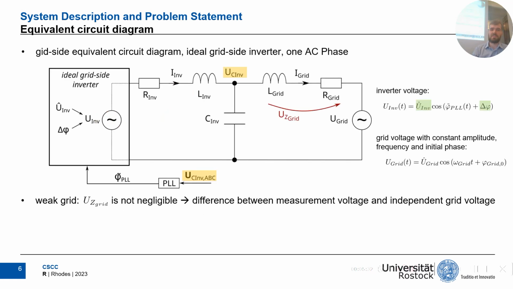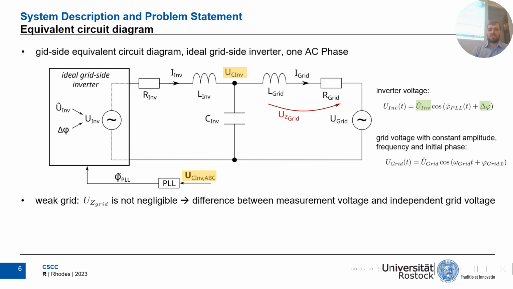Okay, back to the circuit diagram. You can imagine that by measuring this voltage at the capacitor, it might not be possible to detect exactly the properties of the grid voltage. And this is because there's an impedance in between with a voltage drop. And when this voltage drop cannot be neglected anymore, this whole scenario is considered a weak grid scenario.